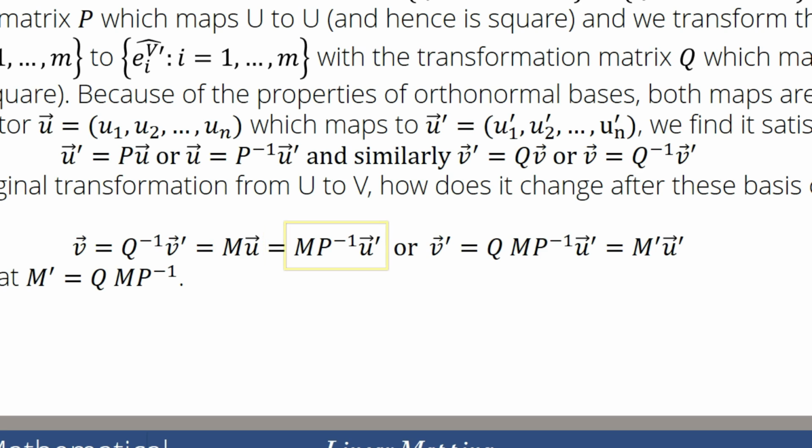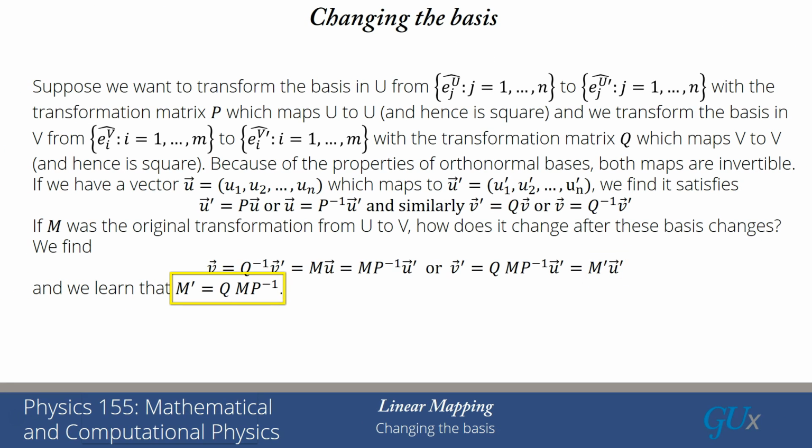I'm going to rewrite U as P inverse U prime. And then I'm going to multiply both sides by Q, so I'll get V prime is equal to Q M P inverse acting on U prime. I'm going to call that net matrix M prime acting on U prime. And we learn that M prime is equal to Q times M times P inverse. And that would be the way in which we do a coordinate change or a basis change on both of the vector subspaces, and we want to know how the matrix that defines the map between those two subspaces changes.